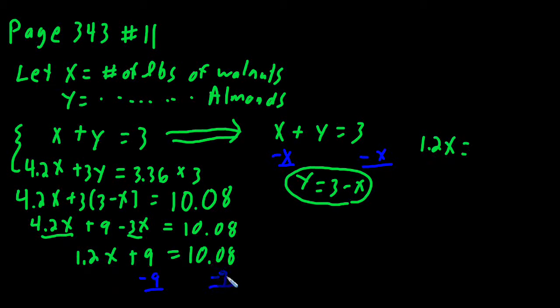x will be, let's see, 1.08 divided by 1.2, 0.9. So 0.9 pounds of walnuts. And how many of almonds? That was 3 minus 0.9, which is 2.1. I'll put pounds on each of these, put the units.